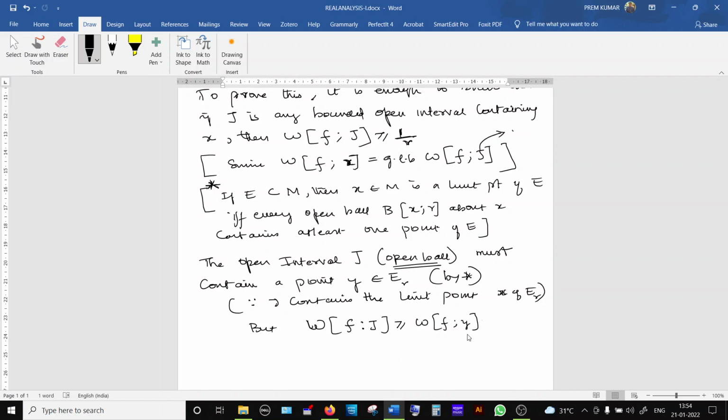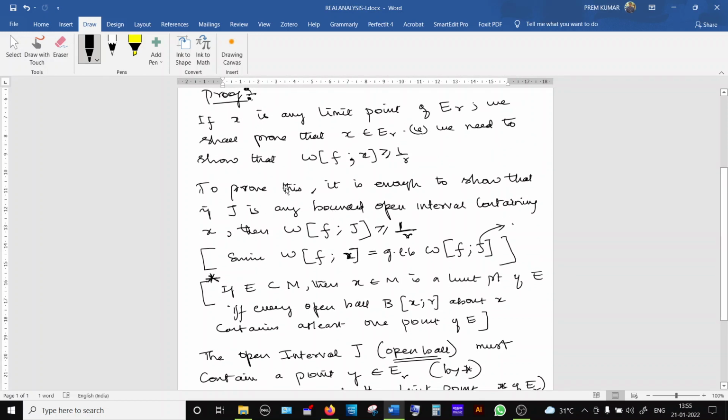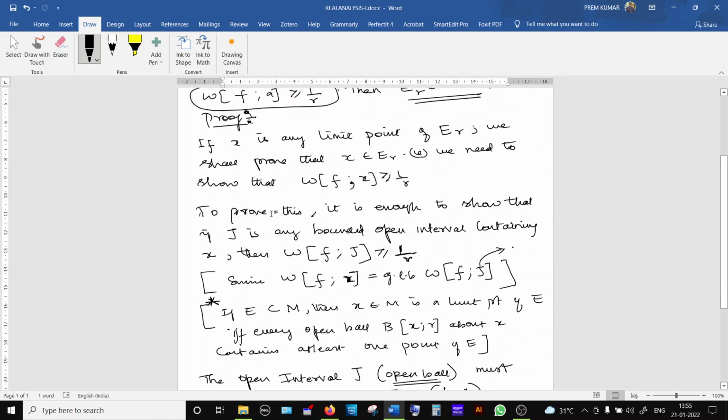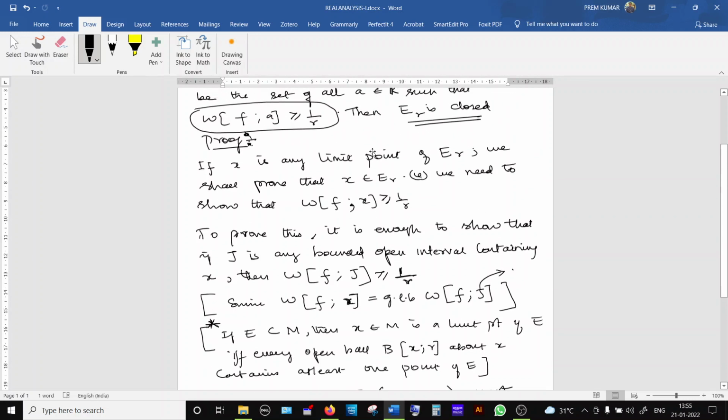What is the relation between J and y? This y belongs to J, just now we proved, and also we proved that y belongs to ER. If y belongs to ER, the oscillation is greater than or equal to 1 by R. So that is what we have proved. To prove this, it is enough to show that if J is any open bounded interval containing x, then the oscillation of f over J is greater than or equal to 1 by R. If this is greater than or equal to 1 by R, then automatically this also must be greater than or equal to 1 by R, and that is what we wish to prove.